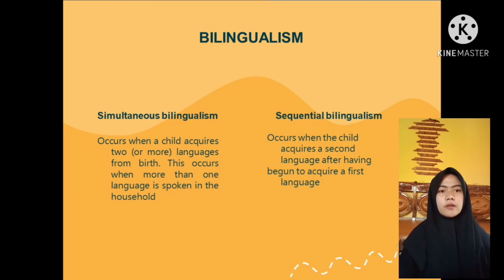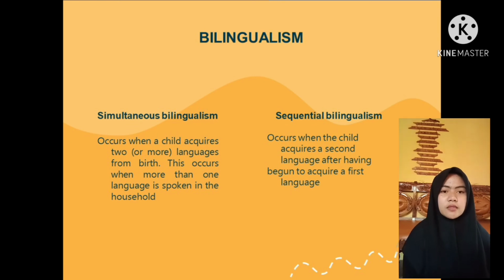Bilingualism. Most of the people in the world acquire more than one language. Simultaneous bilingualism occurs when a child acquires two or more languages from birth. This occurs when more than one language is spoken in the household. For example, in the United States, a child may be raised by a foreign-speaking nanny who has joined an otherwise English-speaking household. Or in an immigrant family, the grandparents might speak the ancestral language to the child while the parents and older siblings speak English.